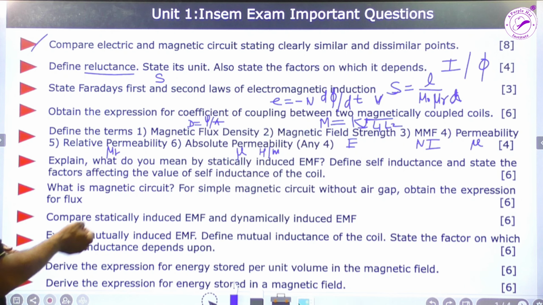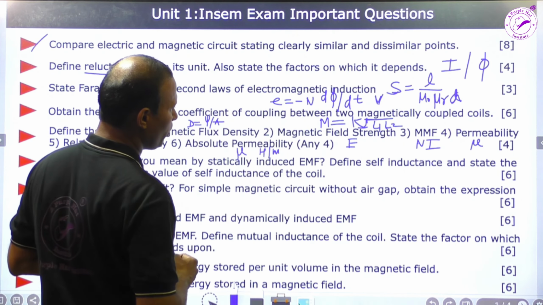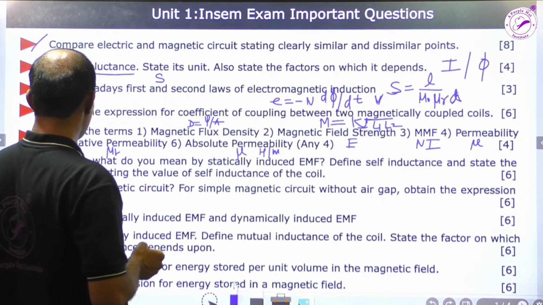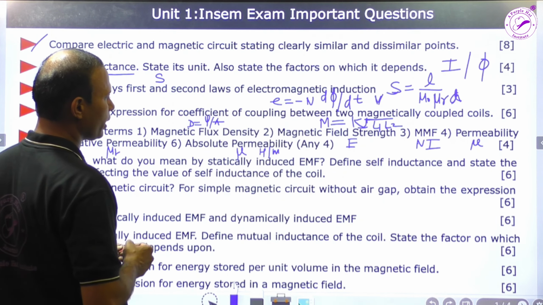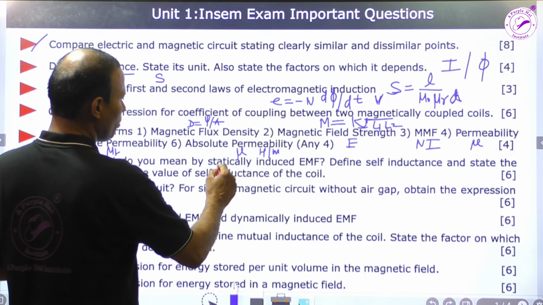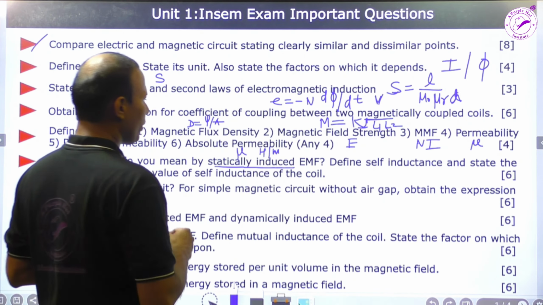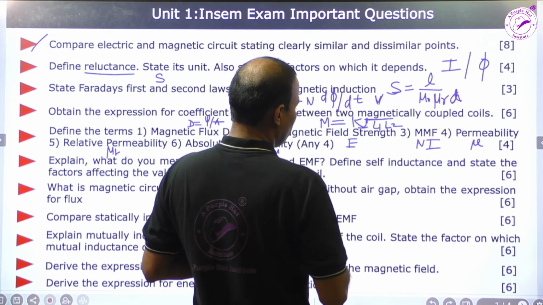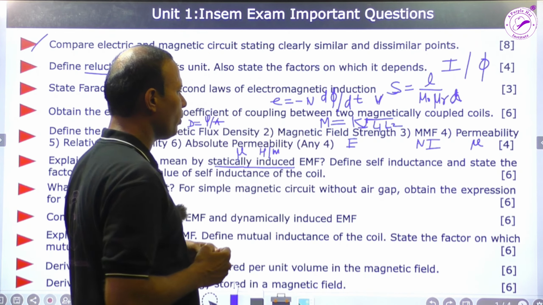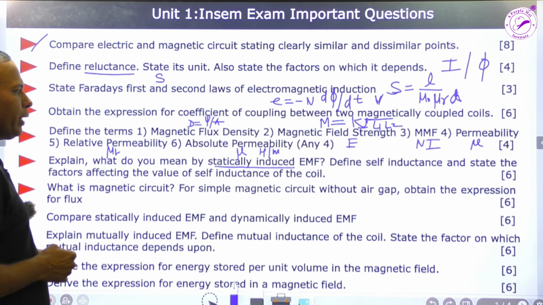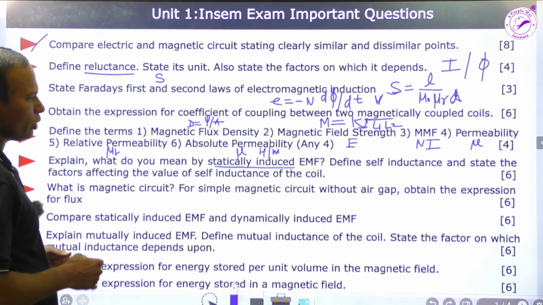Next question, explain what you mean by statically induced EMF, define self-inductance and state factors affecting the value of self-inductance of the coil. Statically induced EMF means there is no rotation of magnetic circuit or current carrying conductor. For example, in a transformer no rotational parts are available, but EMF is induced in the secondary winding. This is called statically induced EMF.